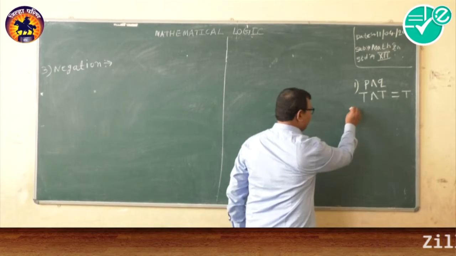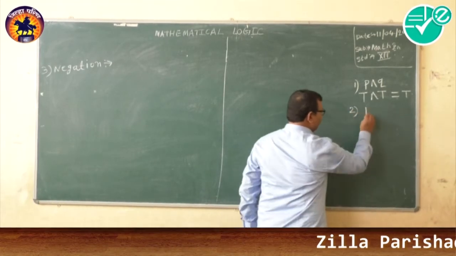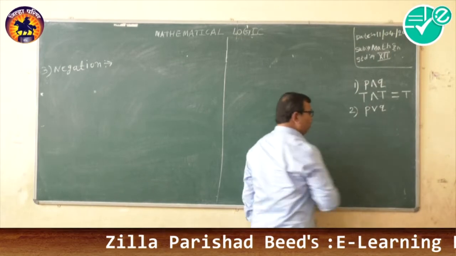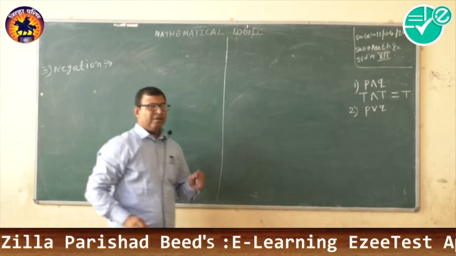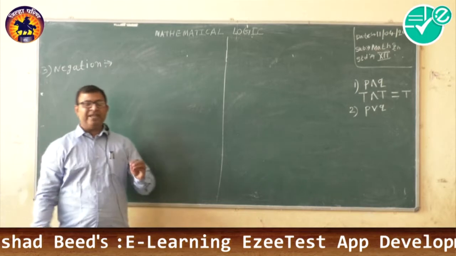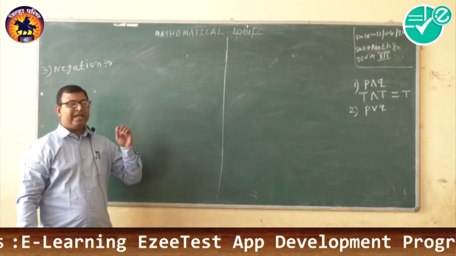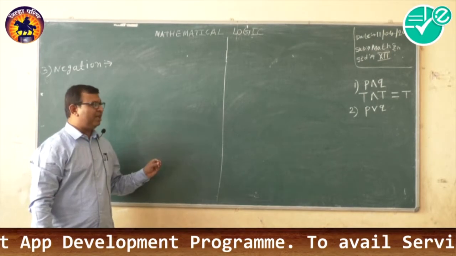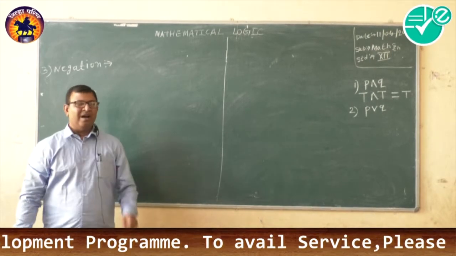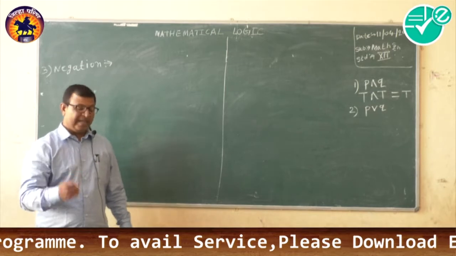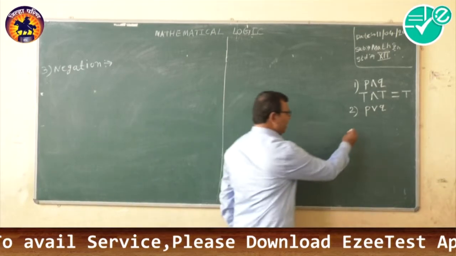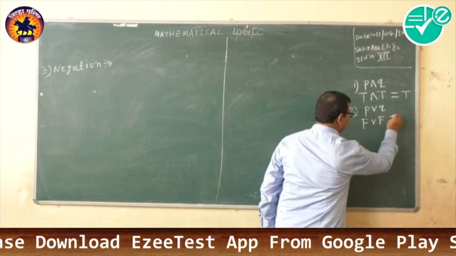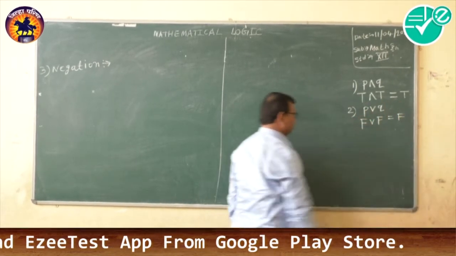The second one we have seen is P disjunction Q. What P disjunction Q says is that if P is false and Q is false, then and then only it is false. In other cases, it is true. Therefore, P is false, Q is false, then it is false.